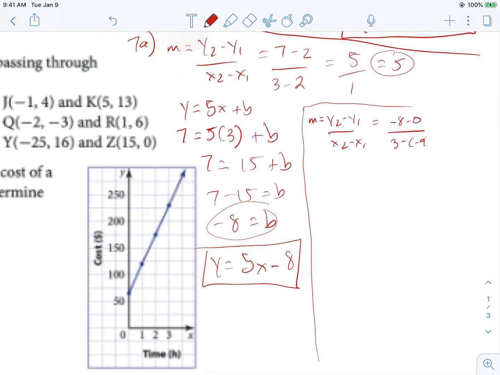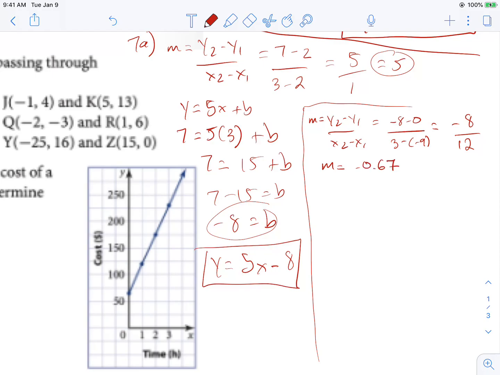3 minus negative 9. Negative 8 minus 0 is negative 8, and 3 minus negative 9 is actually positive 12, so make sure you got that right. Negative 8 divided by 12, if you do that on your calculator, or if you just reduce it, I always recommend just getting a decimal just to make it a little easier to work with. It's going to give you a value of negative 0.67.